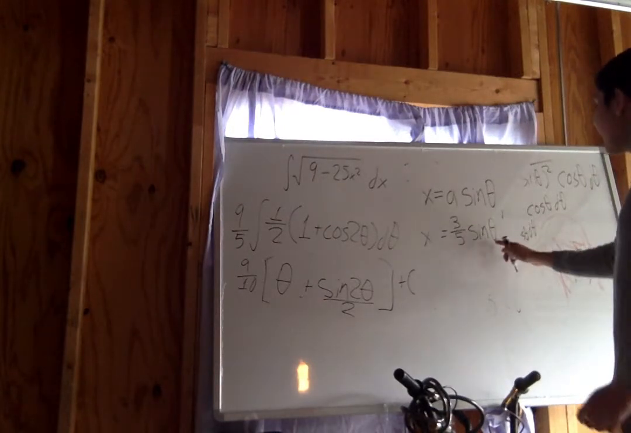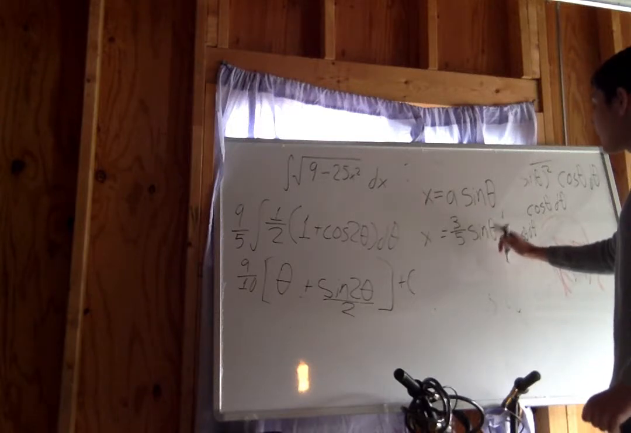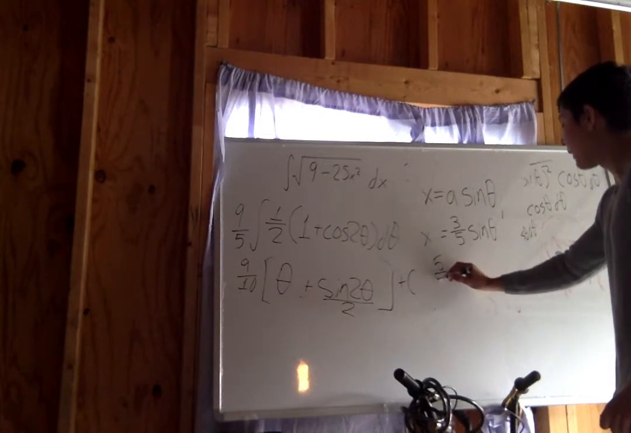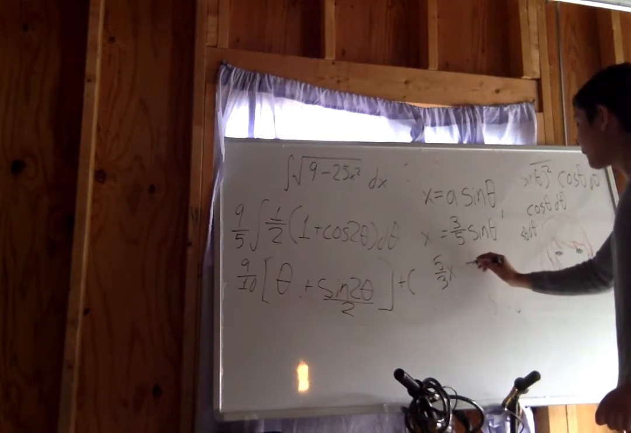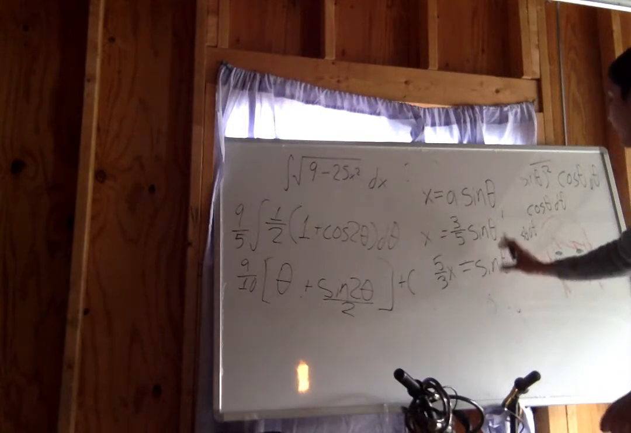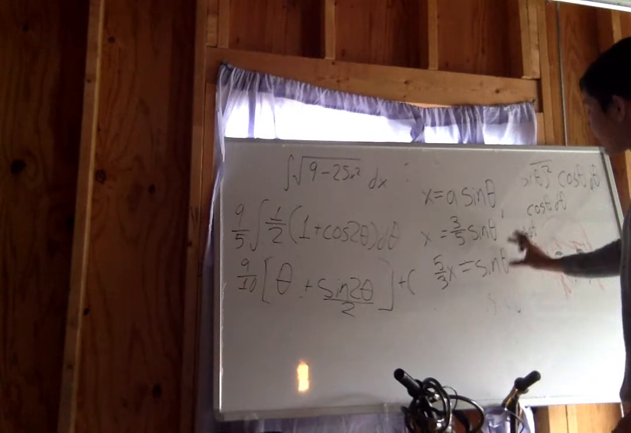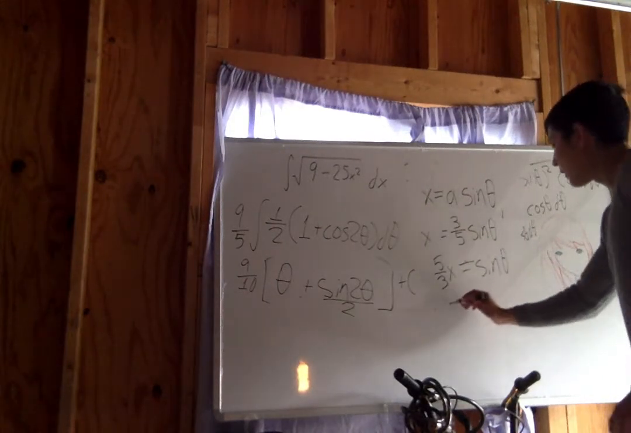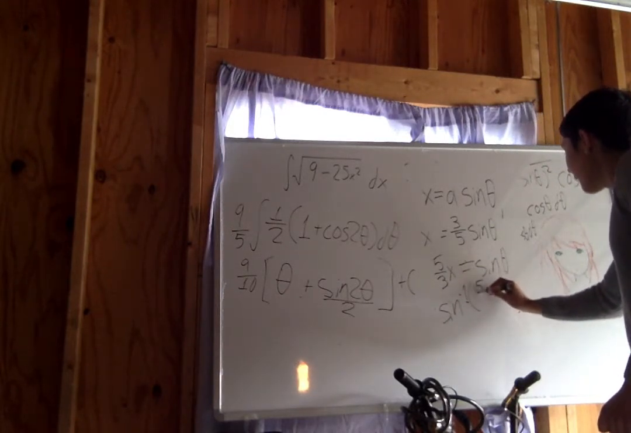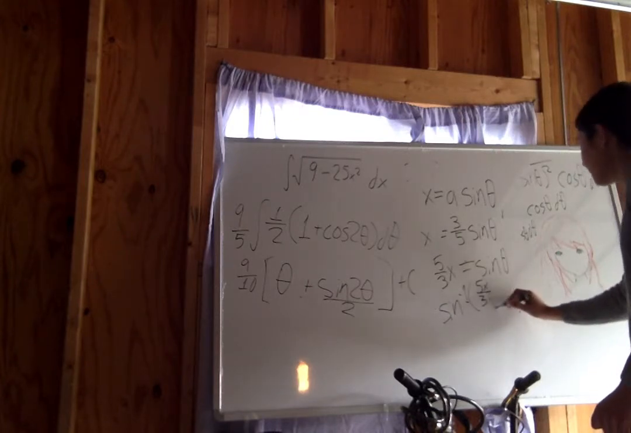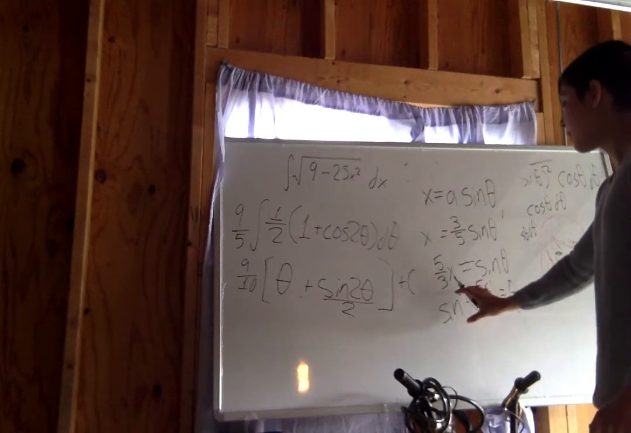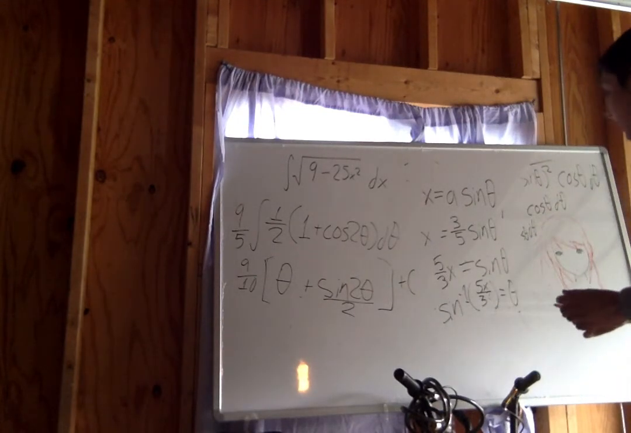So how do we actually now isolate theta? How do we solve for theta? The way to do it is do some simple algebra. 5/3 x equals sine theta. Now, inverse sine on both sides solves for theta. So, sine inverse of 5/3 x equals theta. Now just plug this back into theta, and you have your answer.